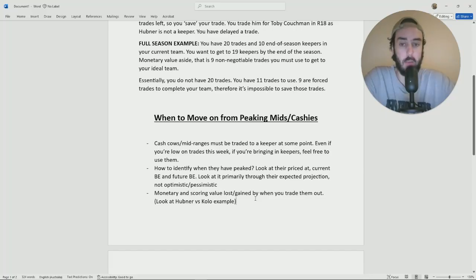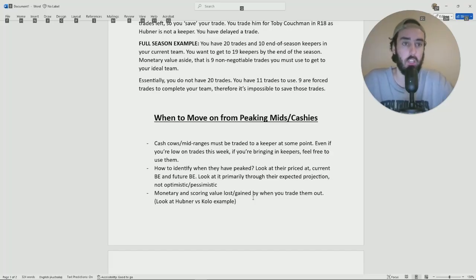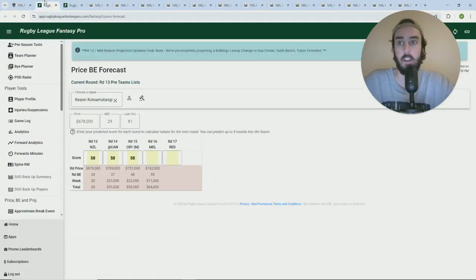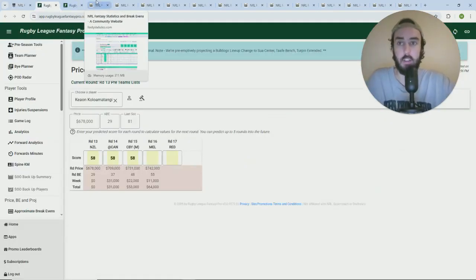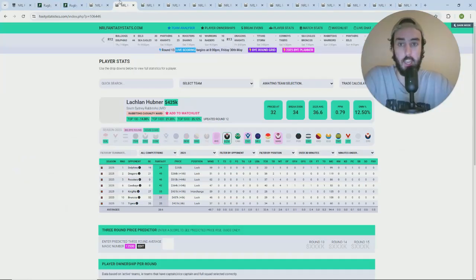So I'll show you an example with Hubner and Kaloa Matangi here. Let's say Hubner has another 30k to make in him, but Kaloa Matangi has 50k to make in the same time. So you're not actually gaining 30k by keeping Hubner, you're losing 20k by not making the trade to Kaloa Matangi this week. And then also the points lost by not having them, assuming Kaloa Matangi is expected to score better. So we've obviously got Kaloa Matangi here and Hubner.